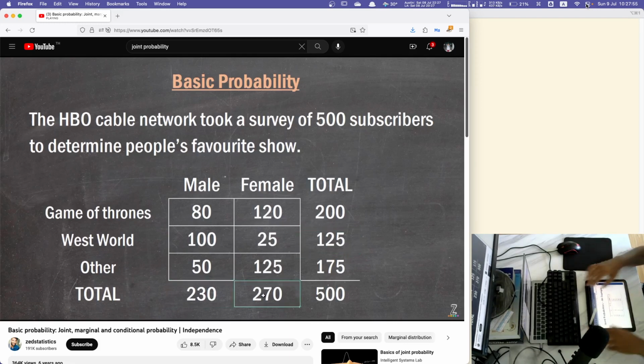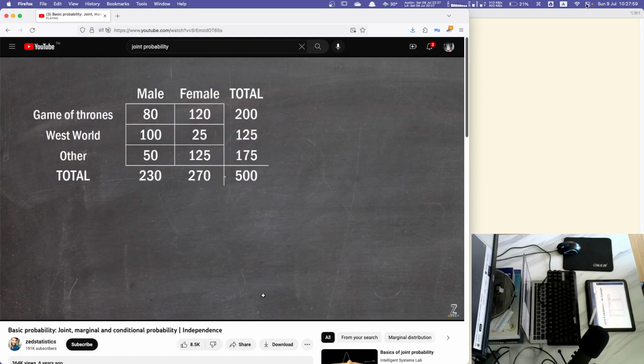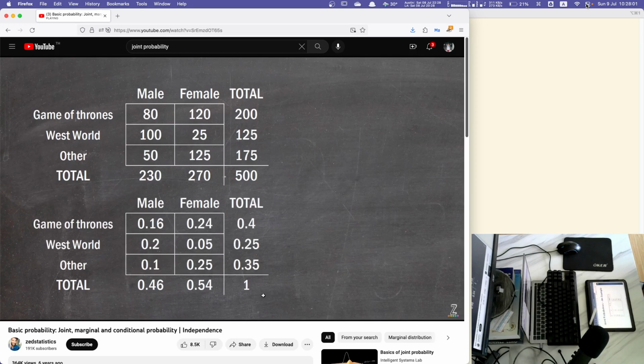But this is not quite a probability distribution just yet. So let's see how we get there. Here's that distribution again. And if we divide everything by 500, which is the total number of observations, we get something which is called a probability distribution. So where before we had 120 females who preferred Game of Thrones, we now have 0.24 in that cell, because that tells us that 0.24, or 24% of the distribution, is defined by that joint event.